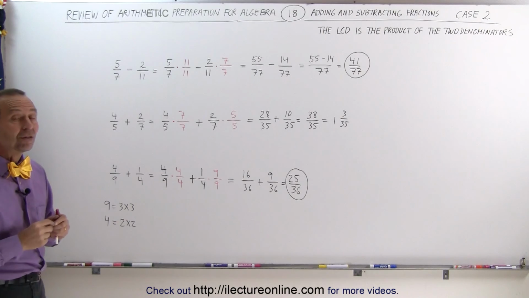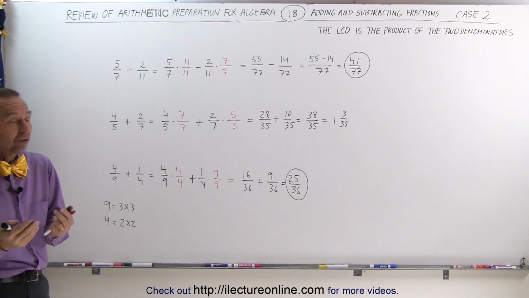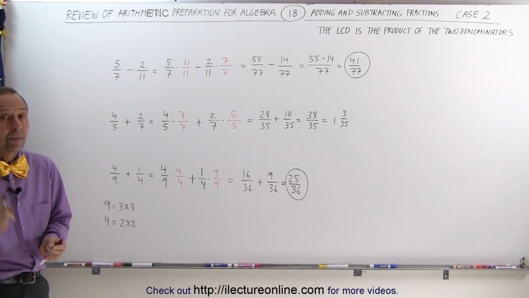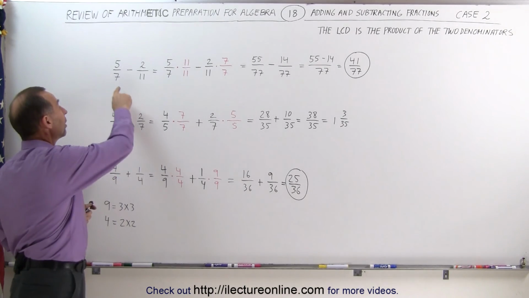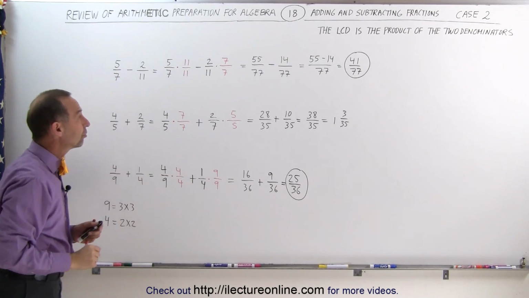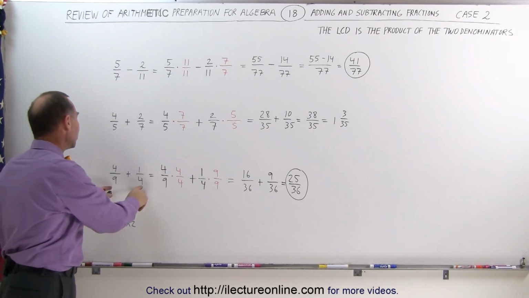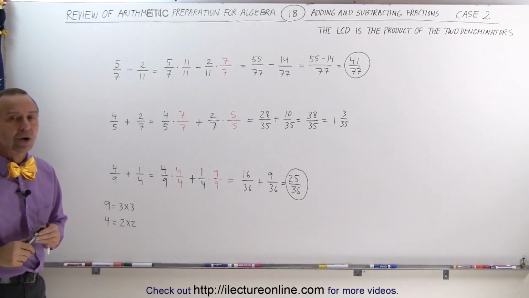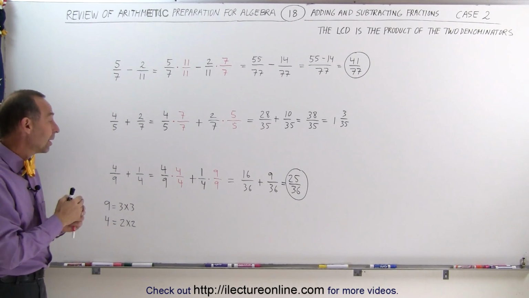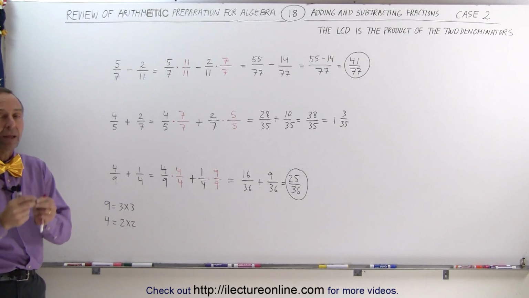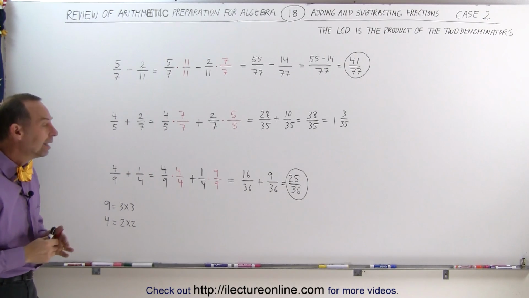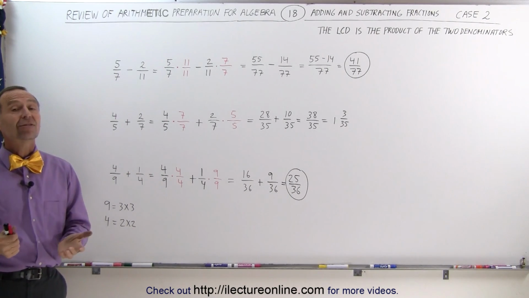And notice that is how you add or subtract fractions when the denominators are not the same, but either the two denominators are prime numbers or the two denominators have no factors in common at all. Then you find the common denominator simply by multiplying the two denominators together, and you do that in the following fashion. And that's how it's done.